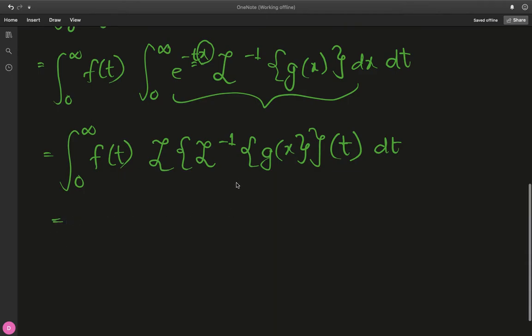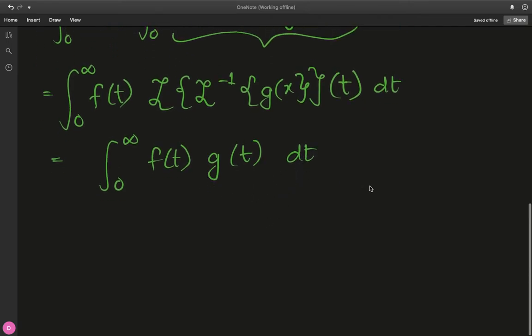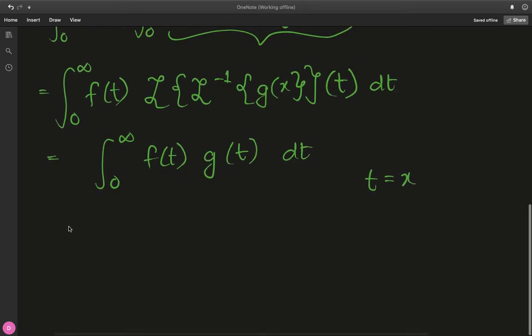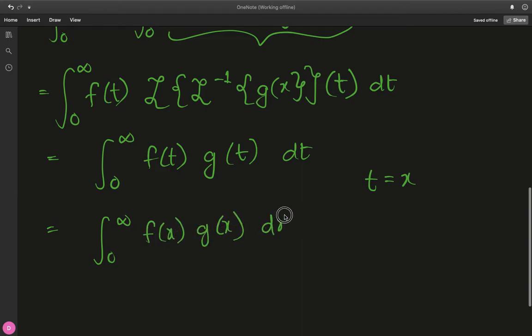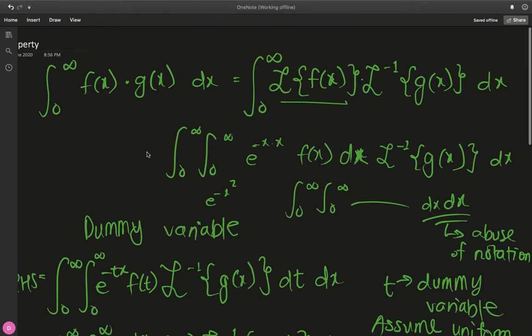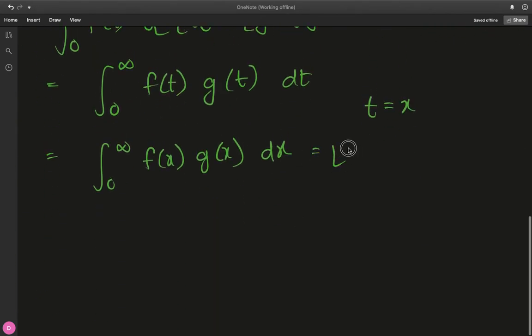So by definition, the Laplace and the inverse Laplace transform are going to cancel out, and we have integral from 0 to infinity of f of t times g, but it's now a function of t because Laplace transform with respect to t, dt. And then again, it doesn't matter what variable we have, we can just change our t to x. This means we have integral from 0 to infinity of f of x times g of x dx, which is basically what our left hand side was equal to, and hence proved.